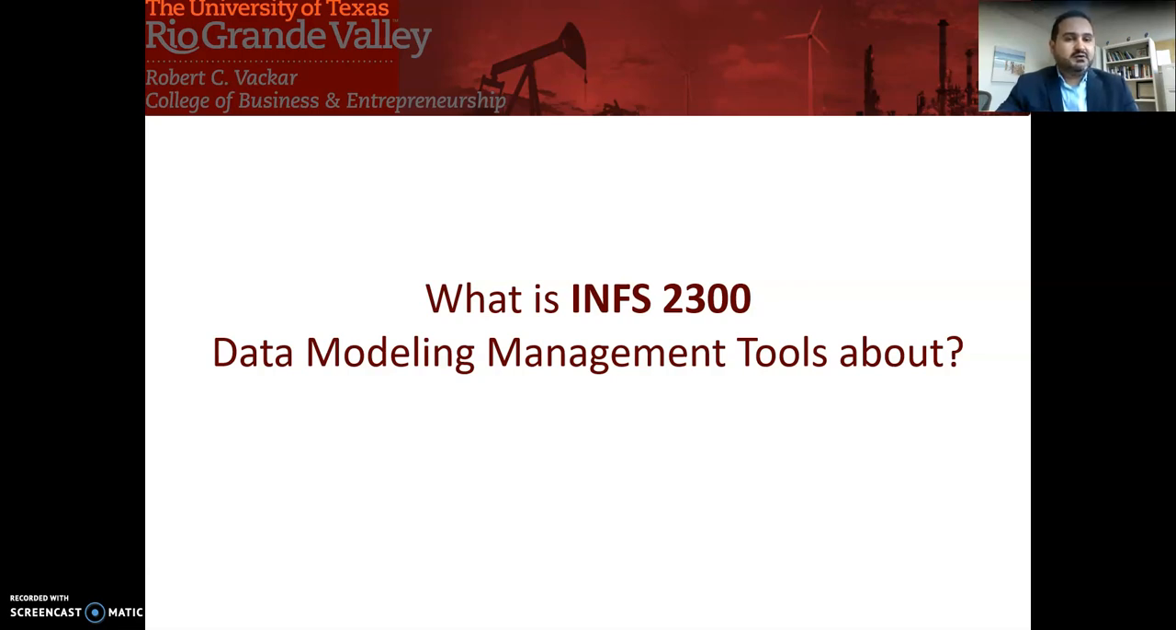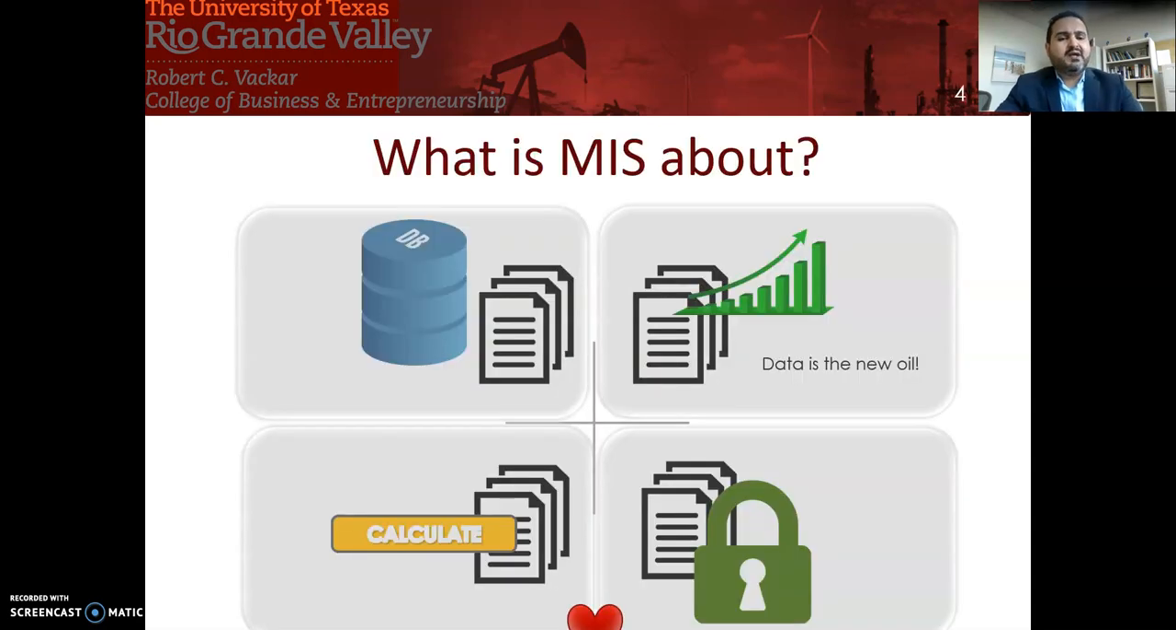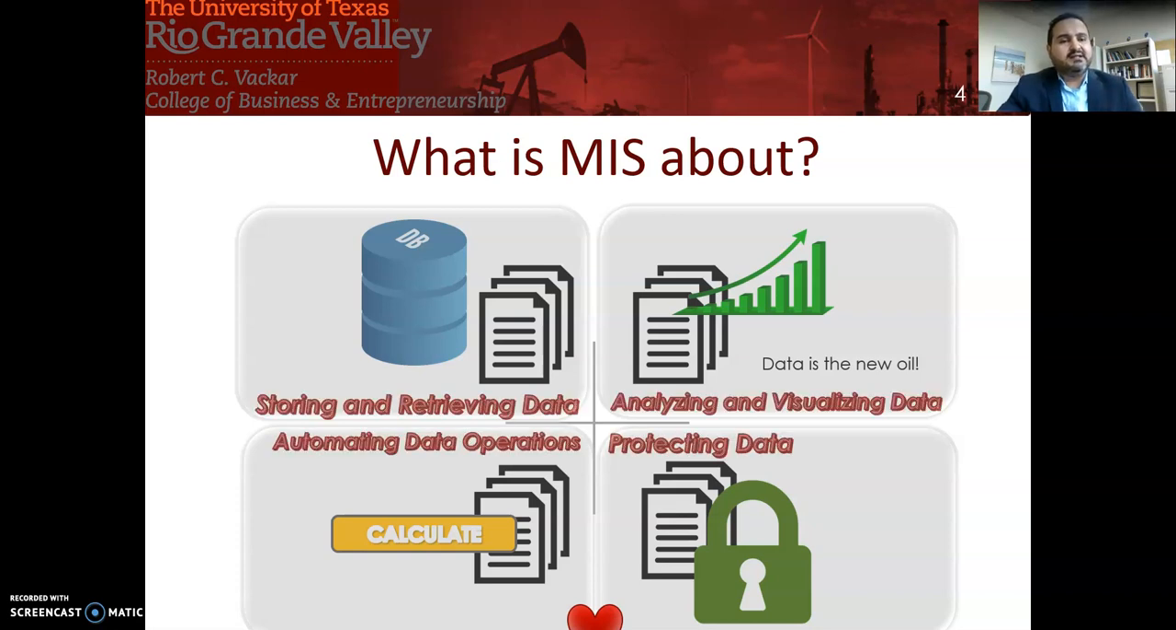It is part of an information systems program, and information systems is a functional area that provides organizations with four main core capabilities. Those core capabilities include storing and retrieving data, which deals with databases and data warehousing and so on. The second core capability is analyzing and visualizing data. This is the part of information systems that we are going to cover and focus on in this course.